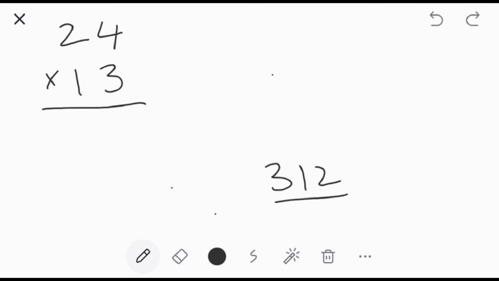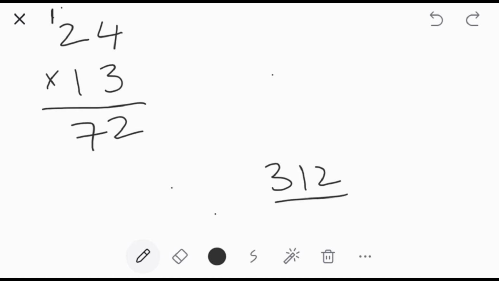At ones place we have 3. So we will multiply 3 with the number on the top, 24. So 3 fours are 12, 2, 1 to be carried on top of 2. So 3 twos are 6. 6 plus 1, 7.